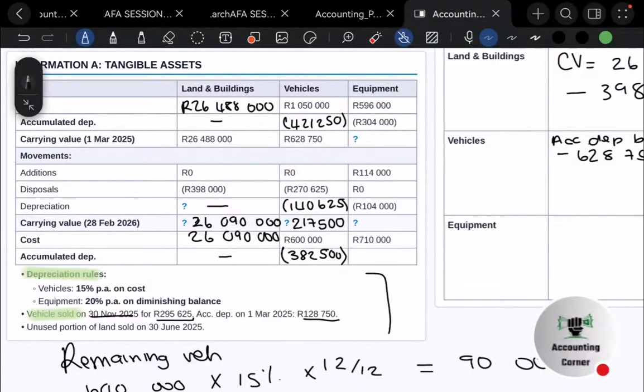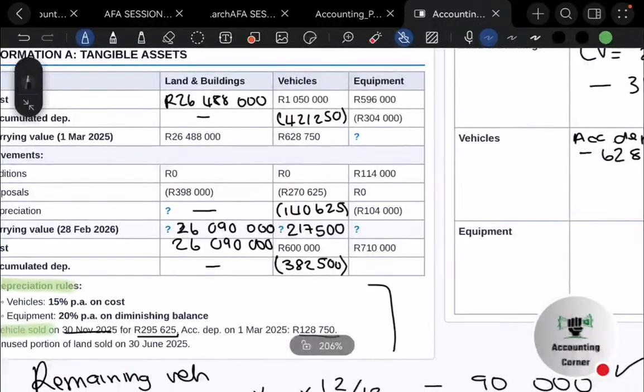Okay, where was I? Now we look at equipment. So equipment, we start with our carrying value at the beginning. Cost minus accumulated depreciation. So that would be 596,000 minus 304,000, which will give us 292,000.